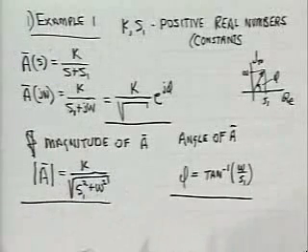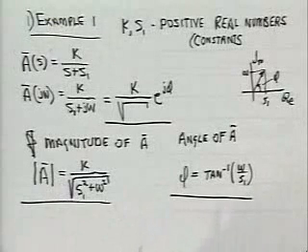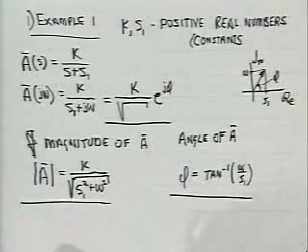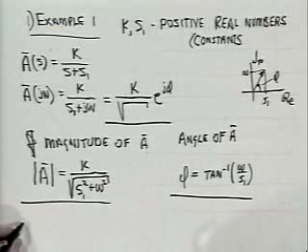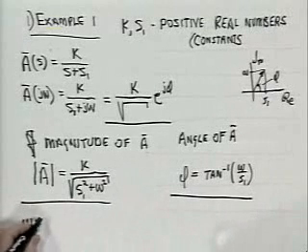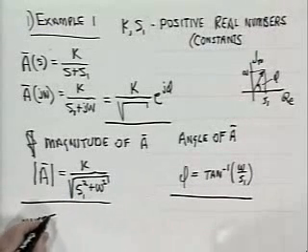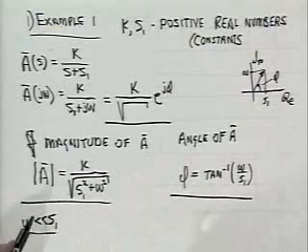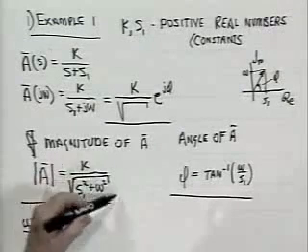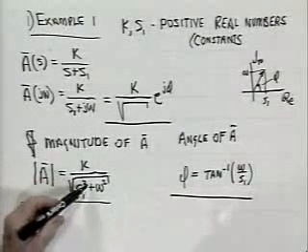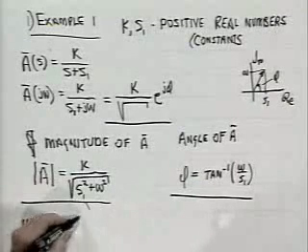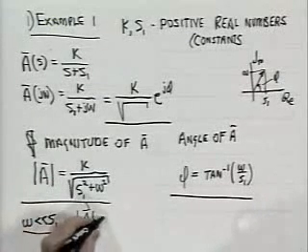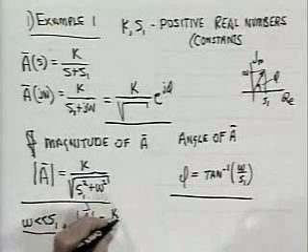Let's look at three different regions of omega as far as the magnitude is concerned. First, let's assume that omega is much, much less than s1. Low frequencies. If omega is much, much less than s1, then this radical becomes just the square root of s1 squared, which is s1 in the denominator. So the magnitude of A, in this case, equals K over s1.